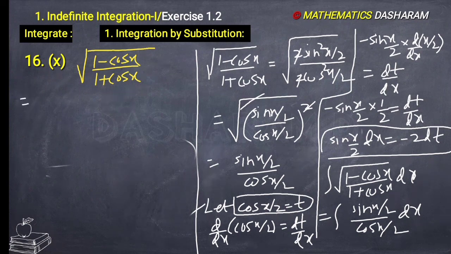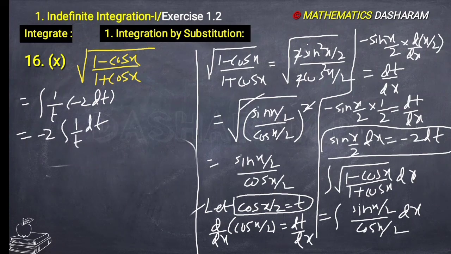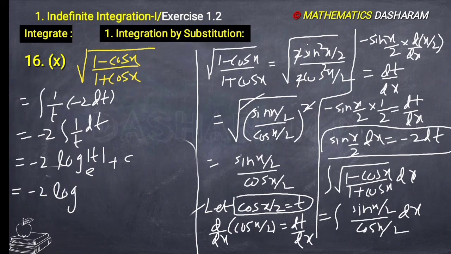So it is equal to the integration of 1 by t, where cos(x/2) is t and sin(x/2) dx equals minus 2 dt. So it is equal to minus 2 integration of 1 by t dt. So minus 2 times the integration of 1 by t is log mod t, base e, plus c. So now it is 2 into log of the t value, cos(x/2), base e, plus c. So this is the answer, but you can simplify it.